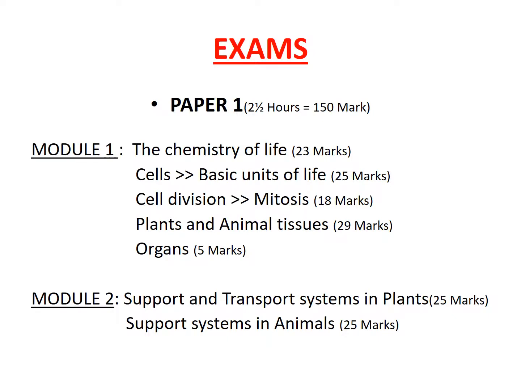And then you're going to be doing your exams, obviously. Under paper 1, this is what you should expect. You should expect module 1 and module 2. So this is everything that involves term 1. All of term 1 work you're going to do in paper 1. You're going to be assessed in paper 1 on the chemistry of life. This includes cells, cell division, plant and animal tissue and organs. And then some of module 2: the support and transport system in plants and support system in animals.